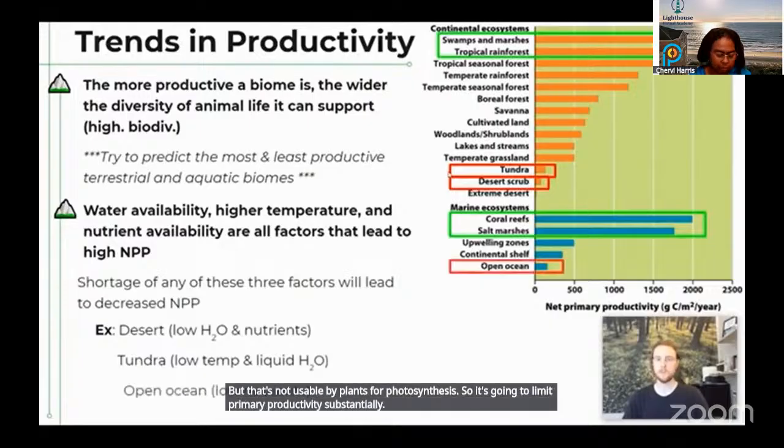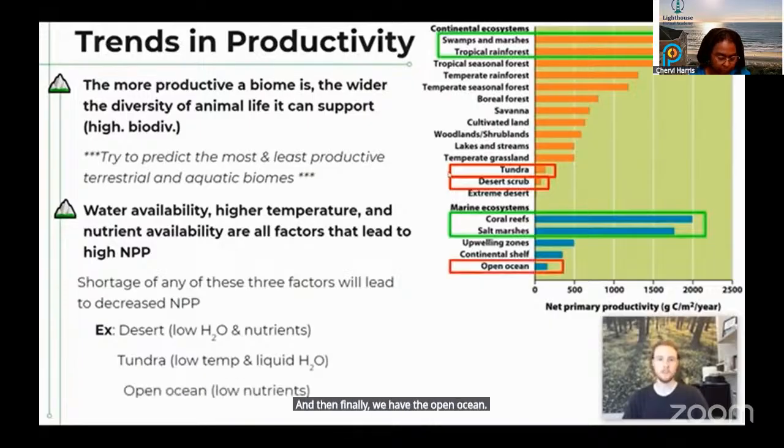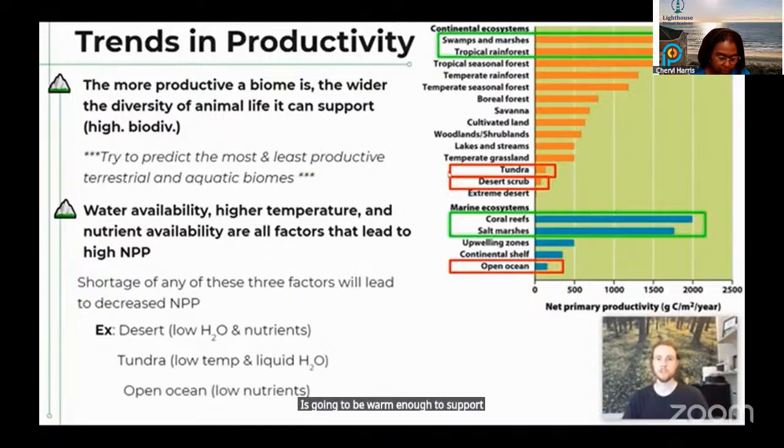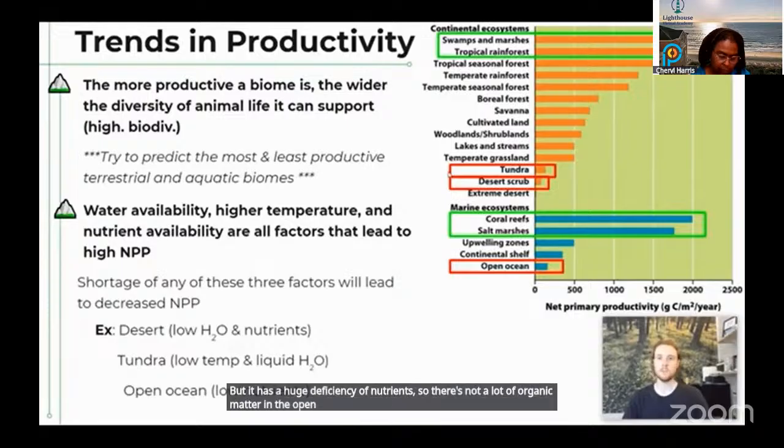And then finally, we have the open ocean. Now, the ocean in most parts of the world is going to be warm enough to support plant growth. It's also going to have an abundance of water, but it has a huge deficiency of nutrients. So there's not a lot of organic matter in the open ocean to be used by producers. And so the open ocean is going to have very low primary productivity.